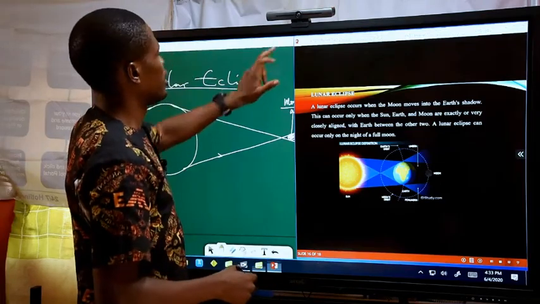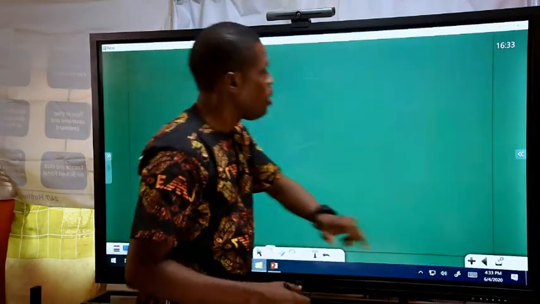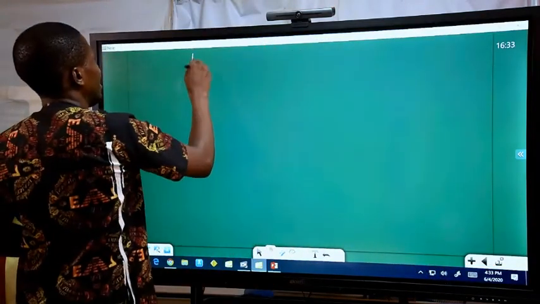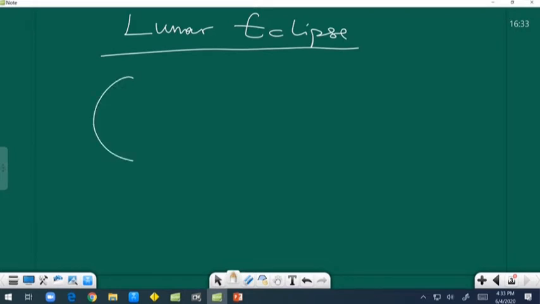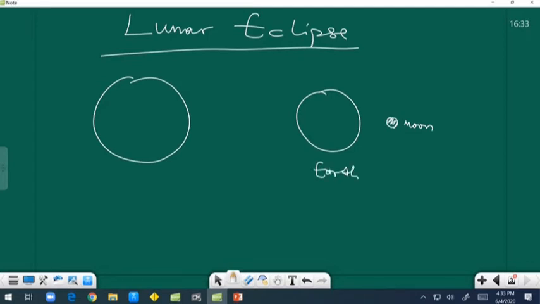We can describe a simple diagram for what we call the lunar eclipse. Lunar eclipse. We have the sun once again, and the earth. We have the earth, then the moon. We have the moon here, and the earth here, and we have the sun.